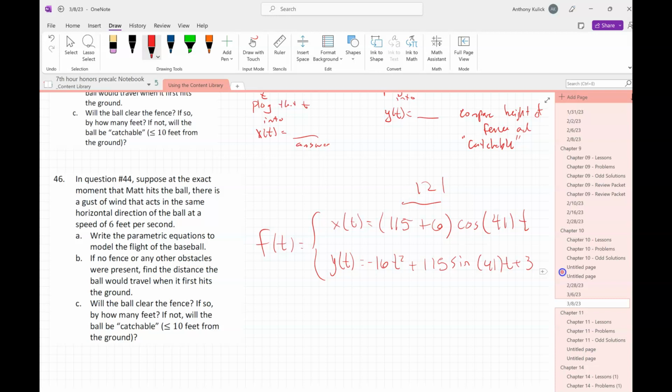Do you not sub into 6 anywhere else? Correct. Just because the wind is horizontal, so it's not going to affect the vertical component, unless you had some kind of wind blowing down, like a tornado or something. And then for B and C, we just do those the same way with the new number. Exactly.